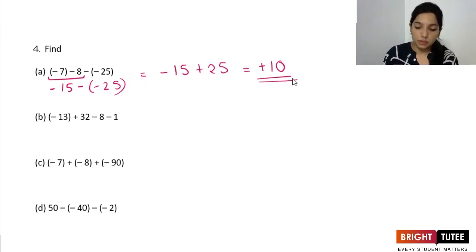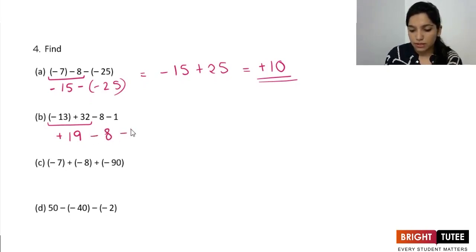Moving to the next one. Let's solve 13 and 32 at first. Clearly we can see that 13 here is a negative number and 32 here is a positive number, right? So what are we supposed to do? We are supposed to take the difference of the 2. So 32 take away 13, the answer is 19, and make sure, because plus 32 is given, it is plus 19. Then we have a minus 8 and a minus 1.